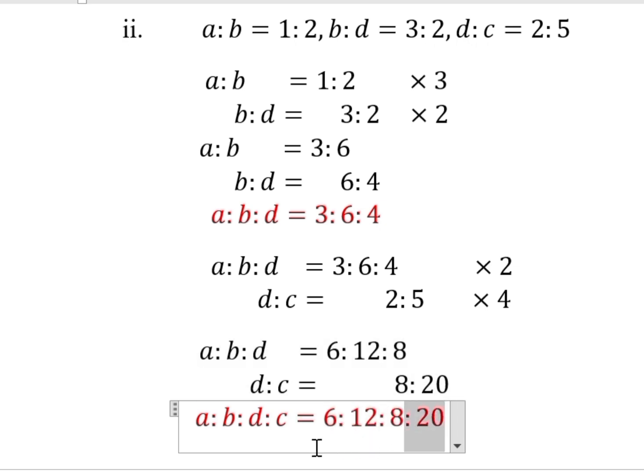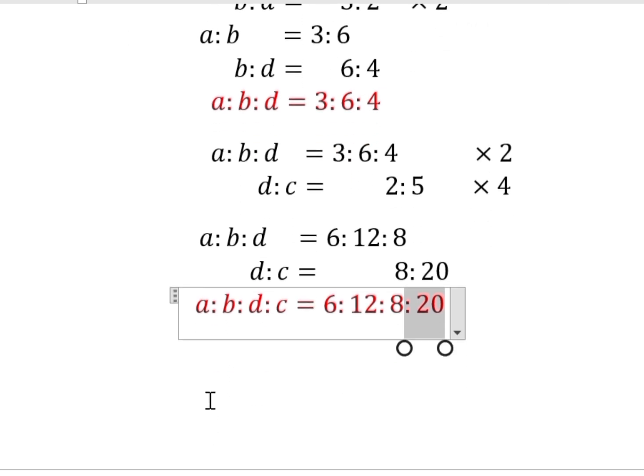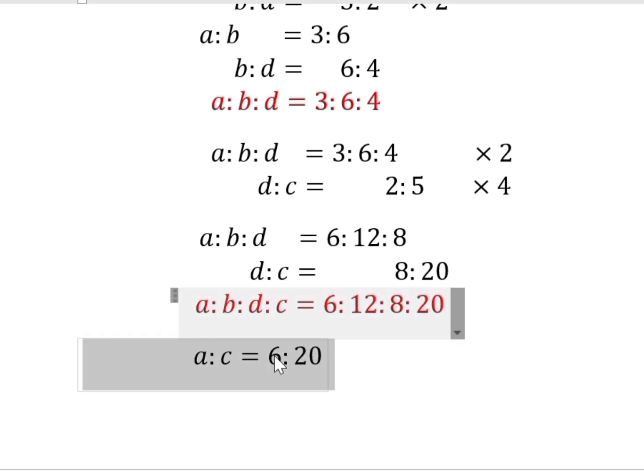Then with that in mind, you will see that ratio A to C will be equal to this number here to ratio this one here. So A to C is ratio 6 to 20. But remember, this one is not simplified. If we decided to simplify it, it will be 3 to ratio 10. Thank you.